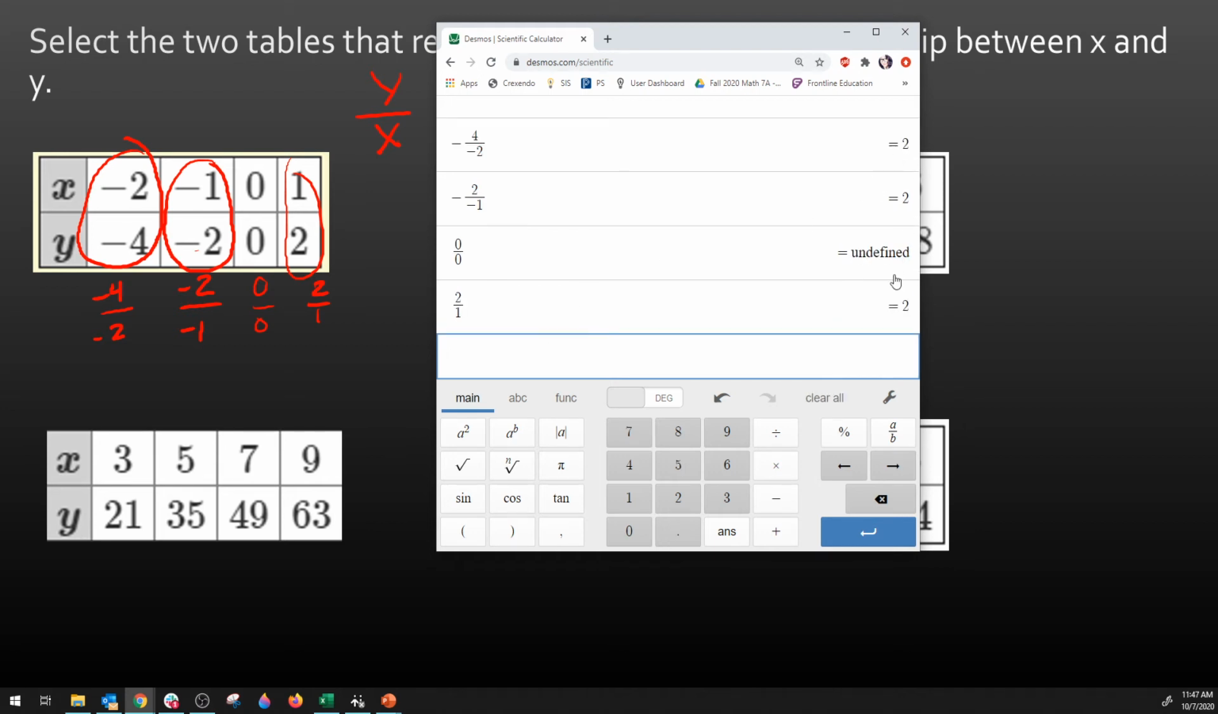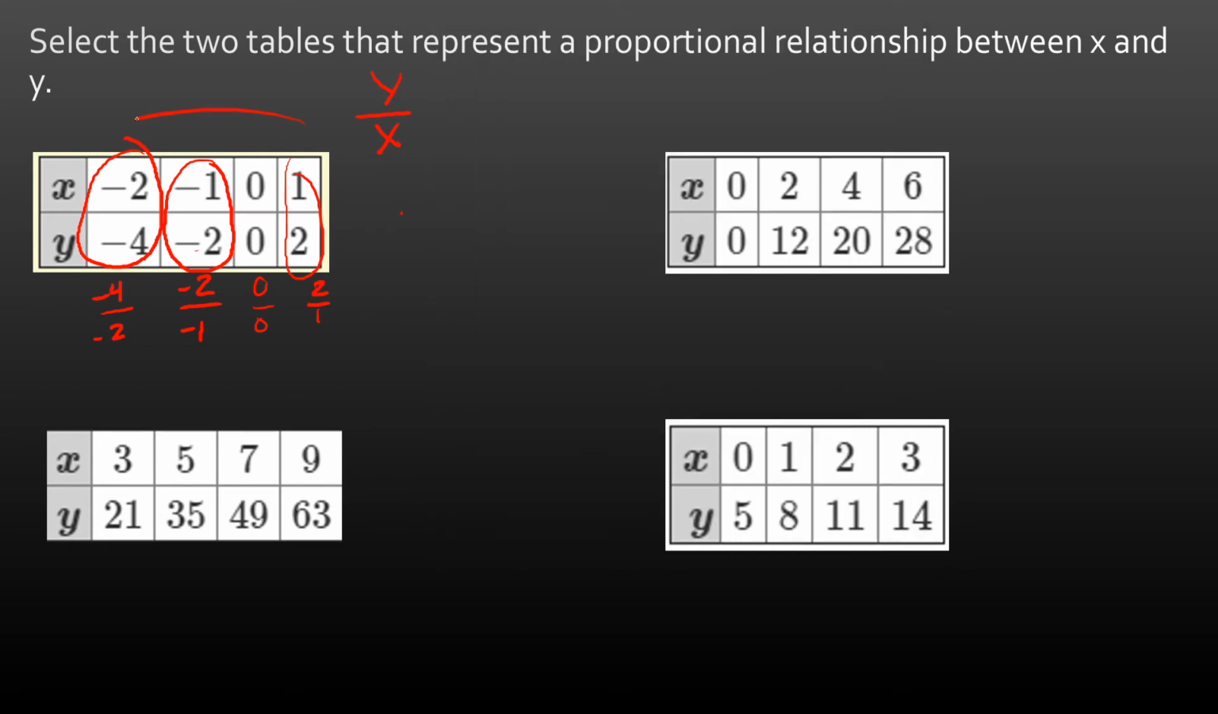Here, I have a 2, 2, 2, and 0, 0. Remember, I want to know if these tables are proportional, right? And in order for a graph to be proportional, it has to go through the point 0, 0. So that's kind of an indicator that this could be a graph that is proportional. However, since all of these other answers reduce to 2, that means yes, this first graph here is proportional.